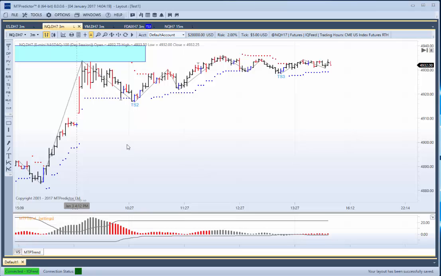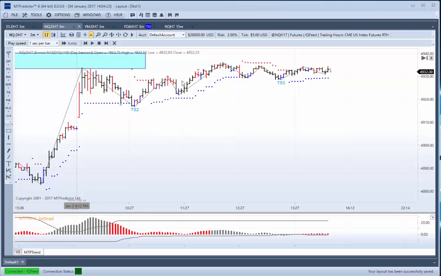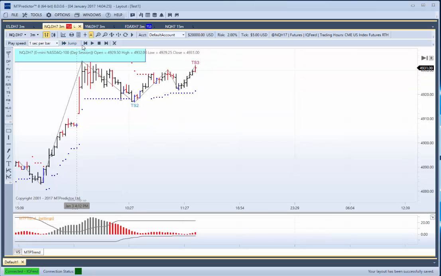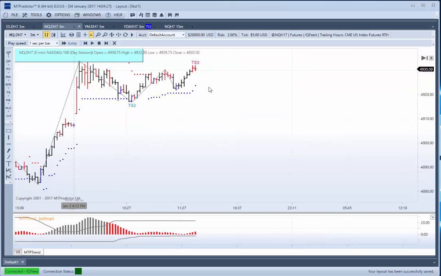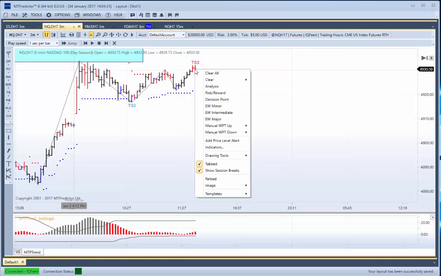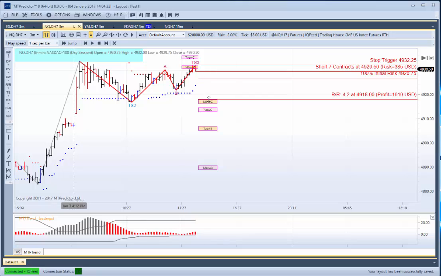So the setup that I was actually following myself is, if we do the bar replay and go back to this bar here, you can see there was a potential TS3 sell setup. Right mouse click, do analysis. It looked to be a perfectly good trade setup in the direction of the larger trend, which was down, a perfectly good trade setup.